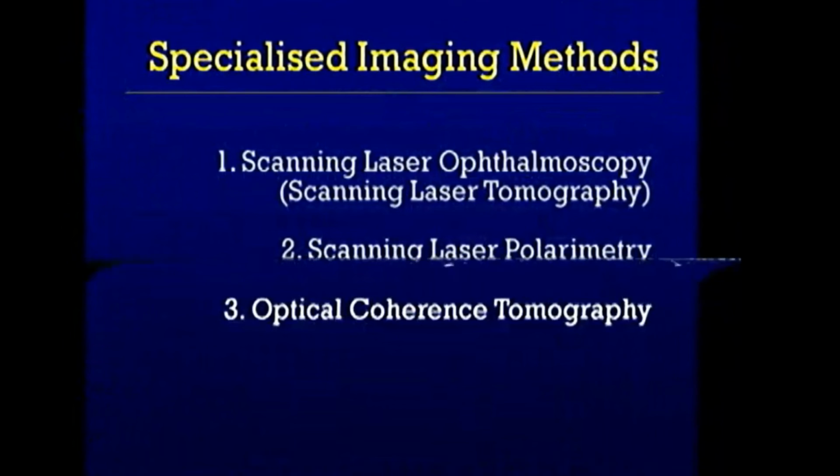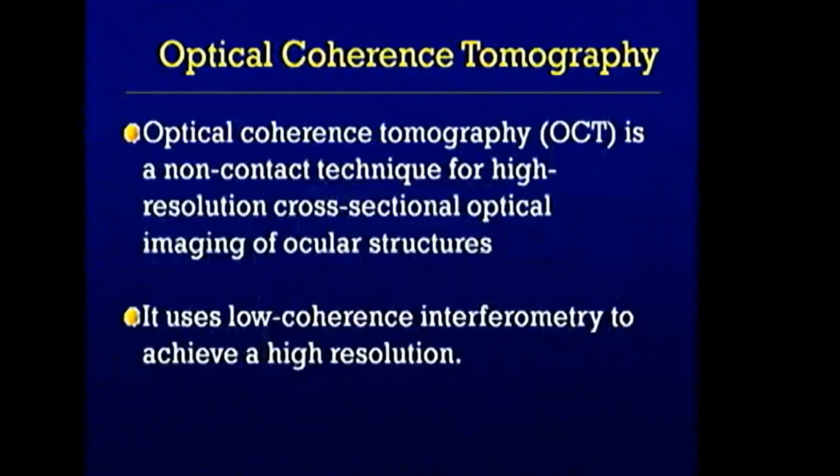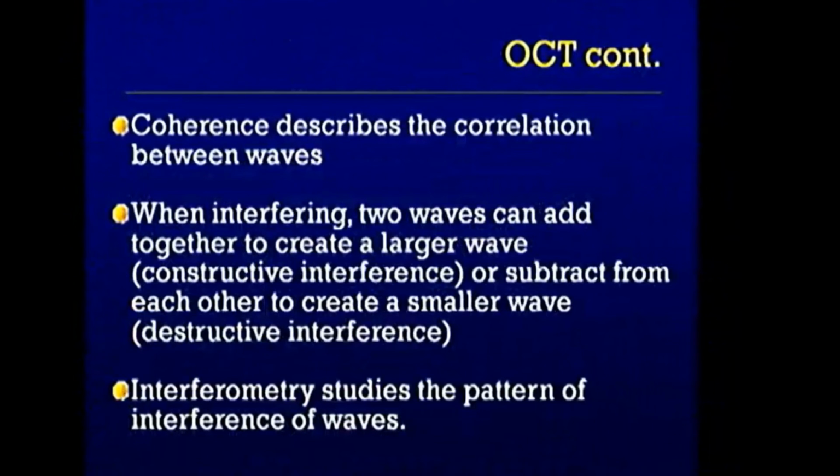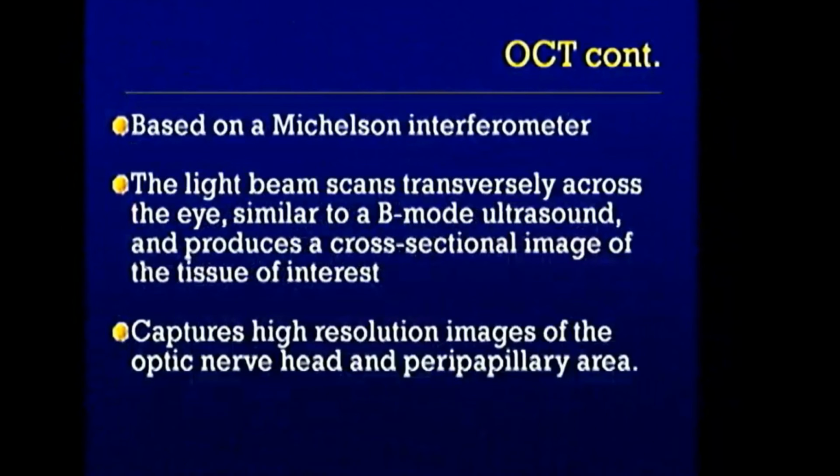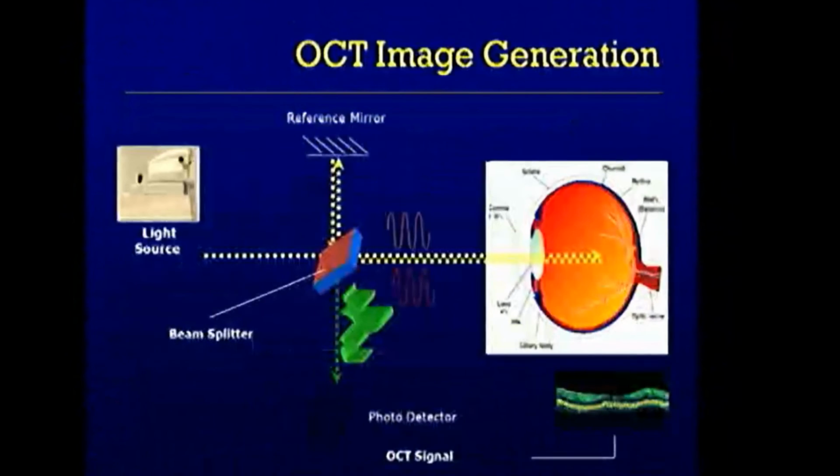So I've got another talk on OCT, which I'll give at a future imaging meeting, but just to briefly mention about OCT, because it superseded these other devices. So we know it's a non-contact method, gives us a cross-section of the retina and optic nerve. It uses low coherence interferometry, and when the light waves interfere with one another, it produces an interference pattern. It's based on the principle of Michelson's interferometry, and it is able to capture high-resolution images of the retina.